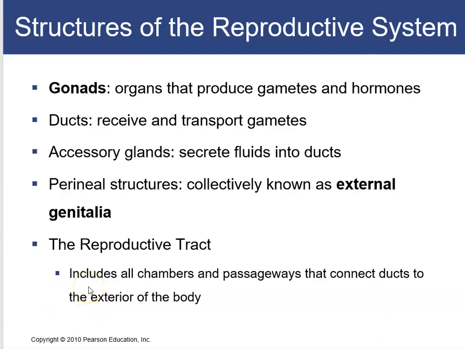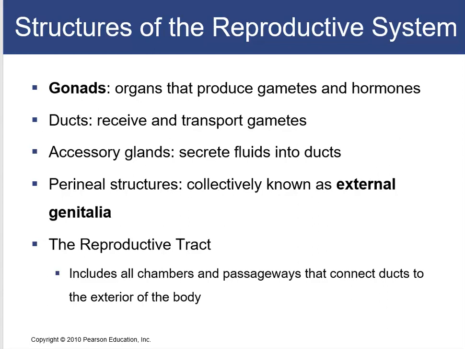In this chapter, we are going to look at both the male and female reproductive system. First, we're going to start with some basic terms that are used to describe these structures. The word gonad refers to the organs that produce the gametes as well as the hormones. Ducts are designed to receive and transport the gametes. Accessory glands are any organ that secretes fluids into these ducts.